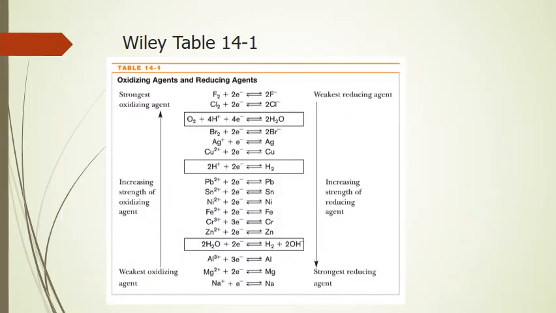So Wiley table 14-1 takes a few elements, a few other species, and summarizes this in terms of oxidizing and reducing agents. The elements on top want to gain electrons, fluorine, chlorine. We've seen that from the periodic table. They want to gain electrons badly. Elements on the bottom of this table 14-1 want to lose electrons. They are very reactive. They are very strong reducing agents. Elements in the middle are somewhere in the middle.